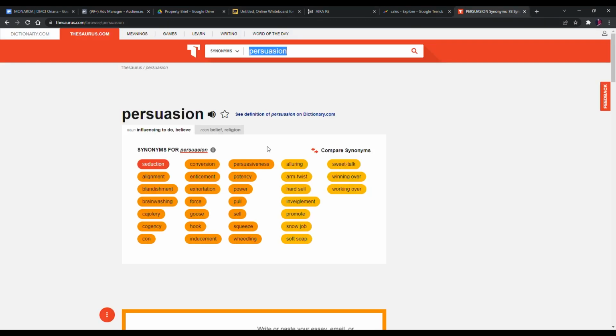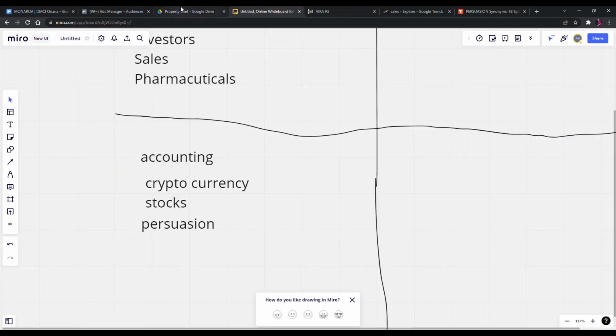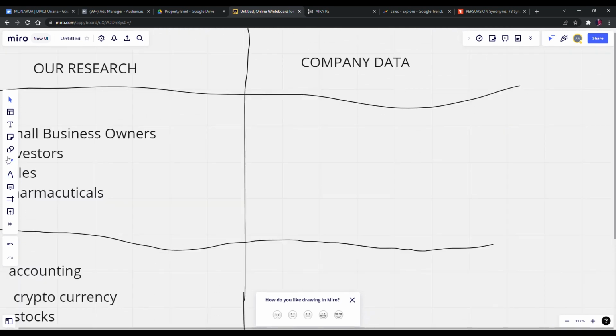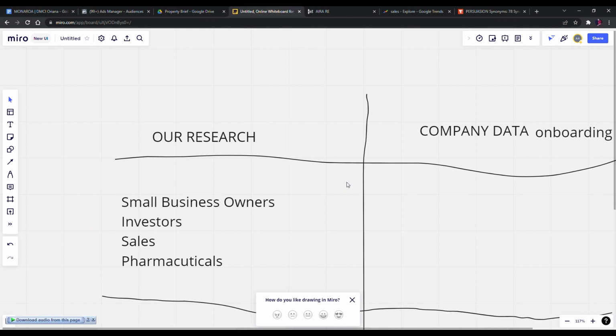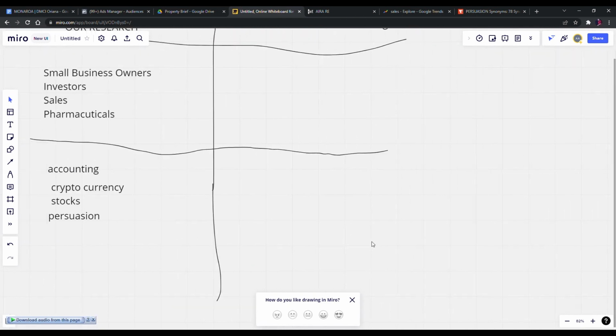But I'm just kind of holding back just to make sure that we're still keeping this relevant to what we're selling in the first place, which is this Quezon City property right here. You can kind of see what I'm trying to do right here. Going back here, this can either be company data or the onboarding sheet of the client, or it can be the three of those. So the more of those that you have, the better.